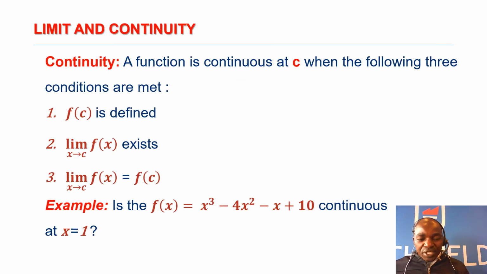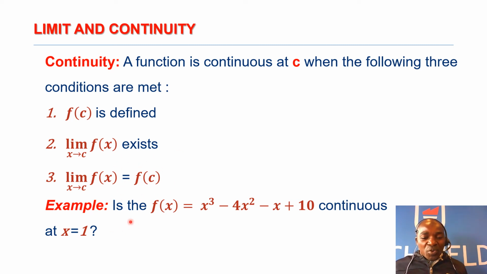A function is continuous at any point c if it meets three properties. In this instance, we can say a function is continuous at a point c if f(c) is defined, if the limit of f(x) where x approaches c exists, and if the limit of f(x) where x approaches c is equal to f(c).